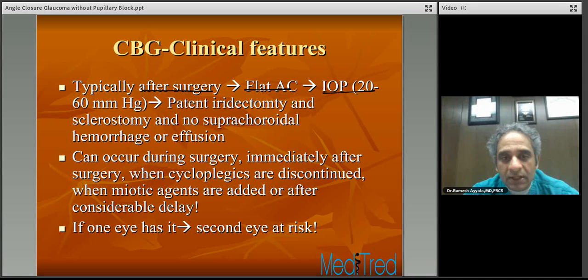Patient should have a patent iridectomy. If the iridectomy is not performed or is not patent, you may want to do an iridectomy. And also, the patient should have a patent sclerostomy and in the absence of suprachoroidal hemorrhage or effusion. So that's how you make the diagnosis.